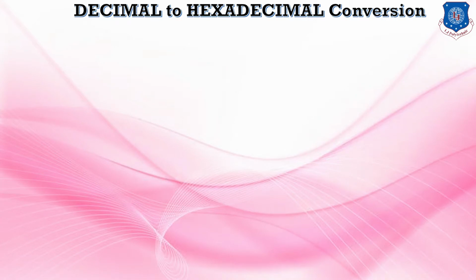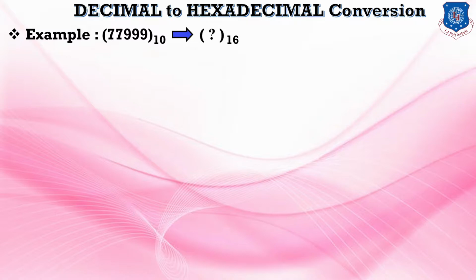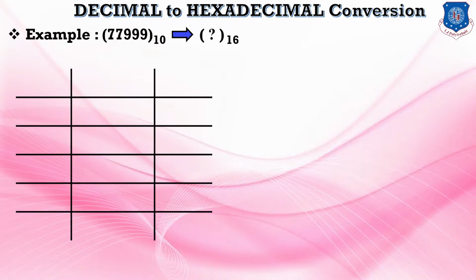Now I am explaining a step-by-step procedure for conversion of the decimal number system to the hexadecimal number system. Dear students, now we proceed to convert a decimal number to a hexadecimal number. Here I take 77999 as the decimal number which we need to convert into hexadecimal form. For that we use the division method, and for our support we use a calculator.